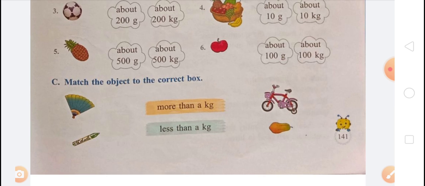And there is a hand fan and a crayon and cycle and papaya. So the hand fan and the crayons are less than a kg, and the cycle and papaya are more than a kg. Once again, the hand fan and the crayons are less than a kg, and cycle and papaya is more than a kg. Okay. Now come on, next topic, that is measurement of capacity.